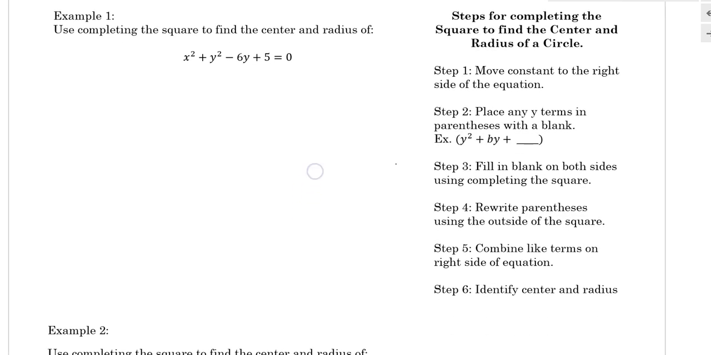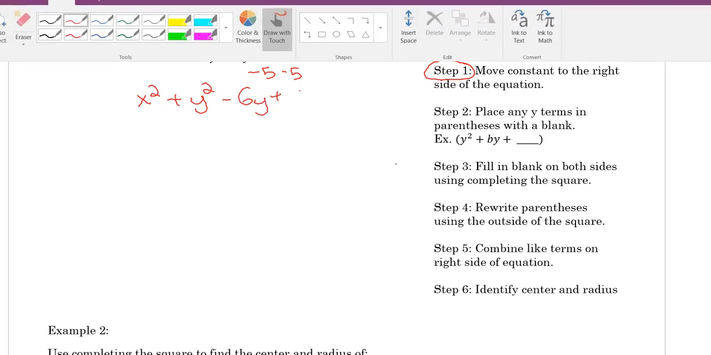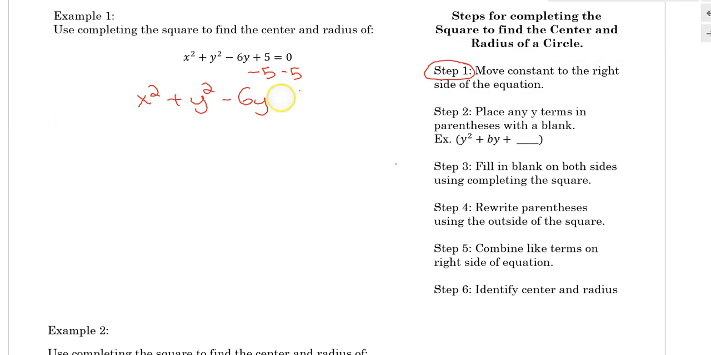Okay? So looking at example 1, our first step is still to move the constant to the right. So I'm going to subtract 5 from both sides. So I now have x squared plus y squared minus 6y, and we subtracted 5, equals negative 5.